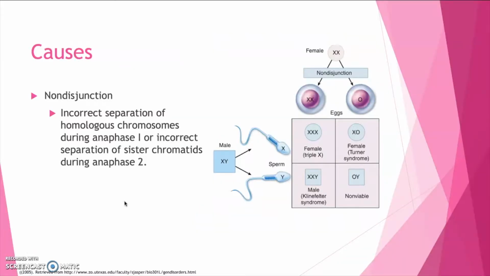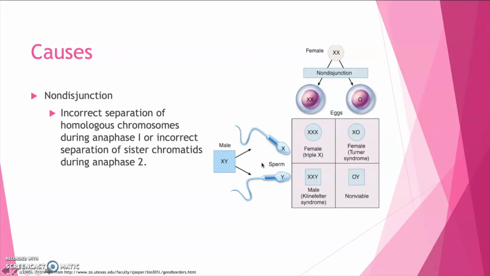Turner syndrome is a result of non-disjunction. Non-disjunction is the incorrect separation of homologous chromosomes during anaphase 1 or sister chromatids during anaphase 2. There are no relative or actual causes of Turner syndrome other than it is a random occurrence in cell division.